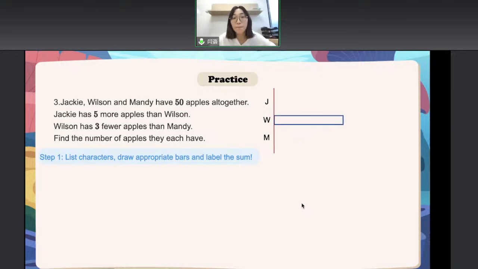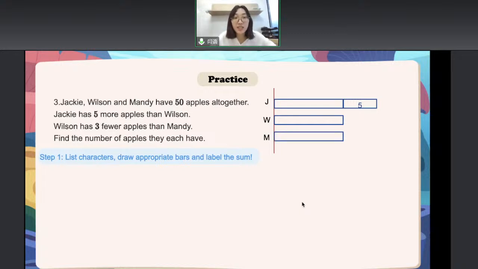And then you can try to compare. Jackie has 5 more apples than Wilson. That is Jackie's model. Jackie's bar should be longer. What about the extra part? Try to label. That is a 5.